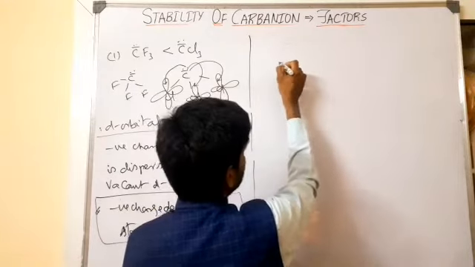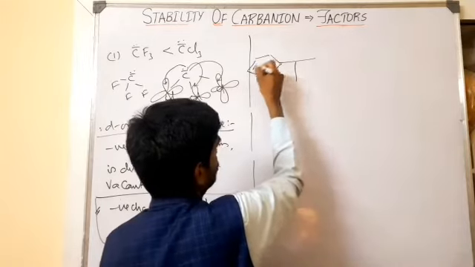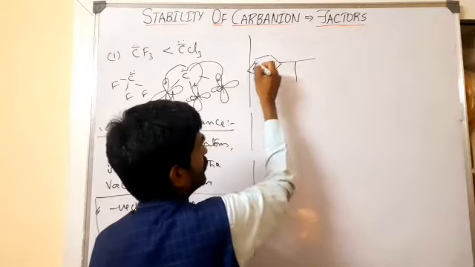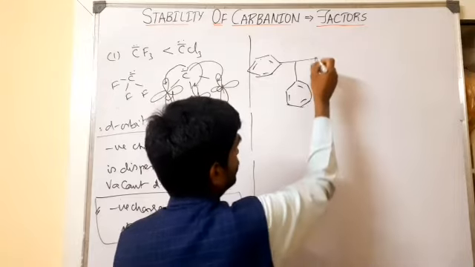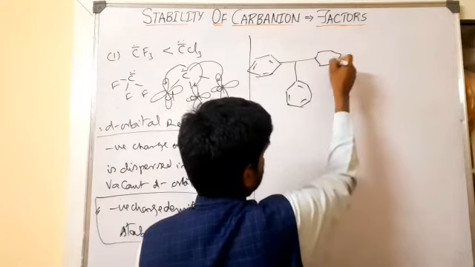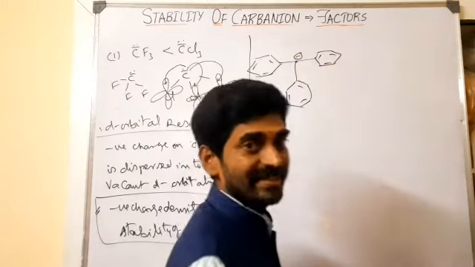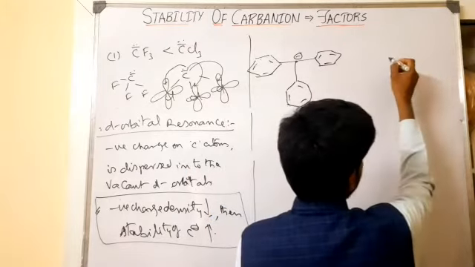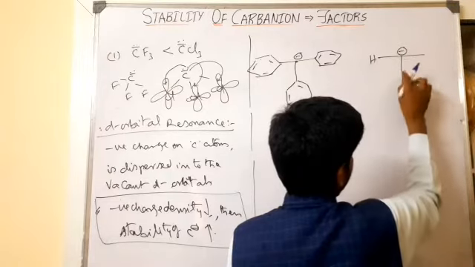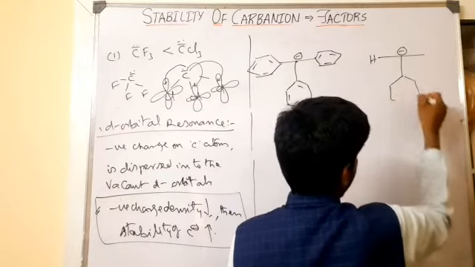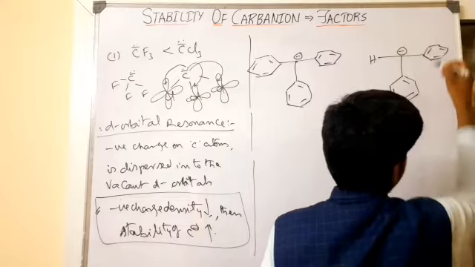Here the compound is given to you like this. It has a phenyl ring. There is a double bond, single bond, double bond, single bond, double bond, and here one phenyl ring, and here also one phenyl ring. So 3 phenyl rings are there, and this carbon carries a negative charge. Then another compound is here. This is a hydrogen atom, and here a phenyl ring is present, and here also a phenyl ring is present.